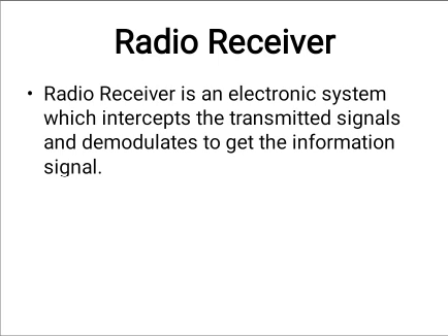So what is a radio receiver? A radio receiver is an electronic system which intercepts the transmitted signals and demodulates them to get the information signal. That means it is the endpoint in a communication system, and it is opposite in its function to the transmitter.